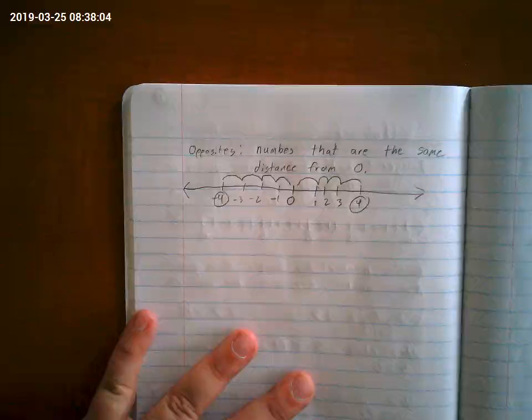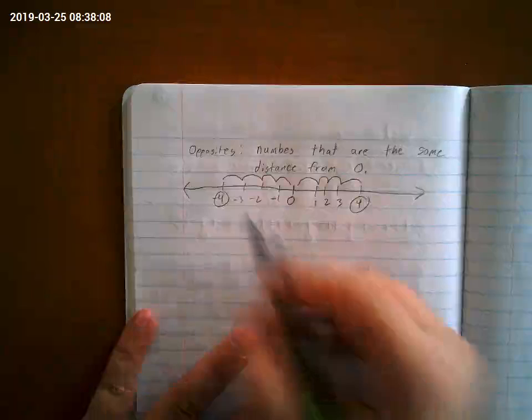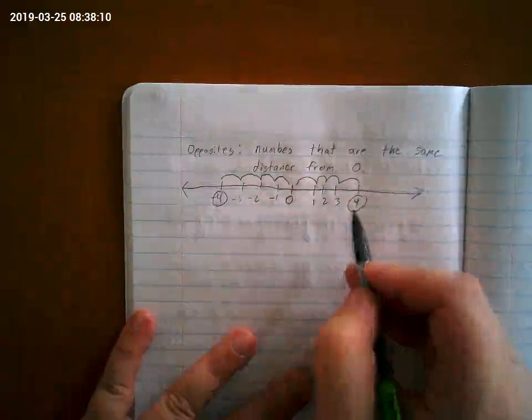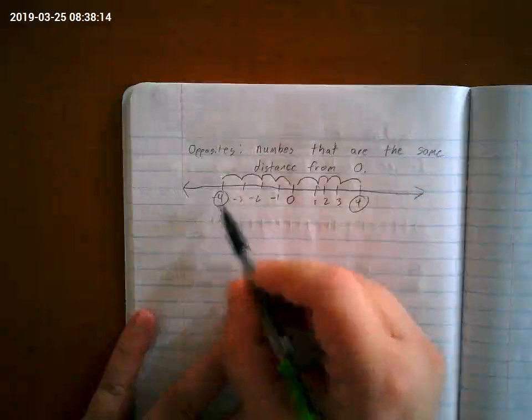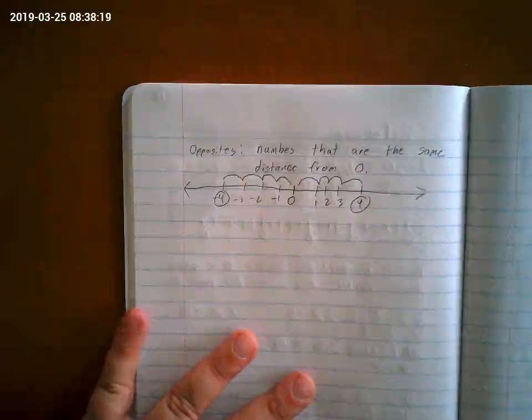If you want an easy way to understand it, opposites share the same digit, just one is negative and the other is positive. That's what makes them opposite. They both share a digit of 4, but this one's negative, that one's positive, so that makes them opposites.